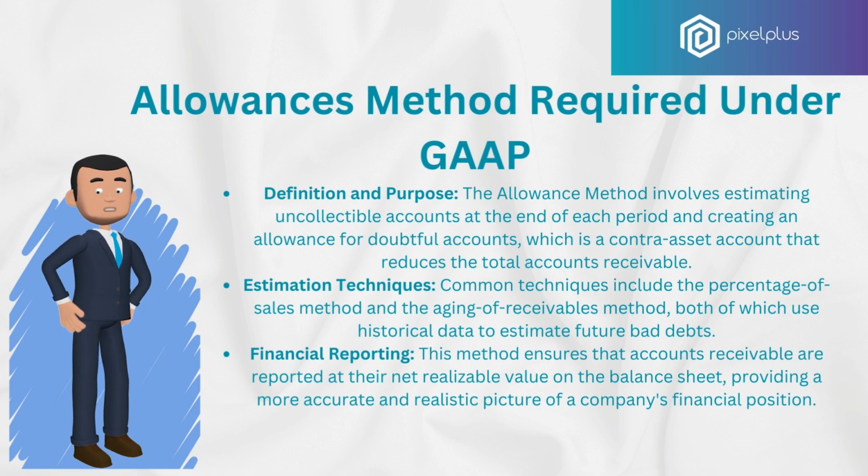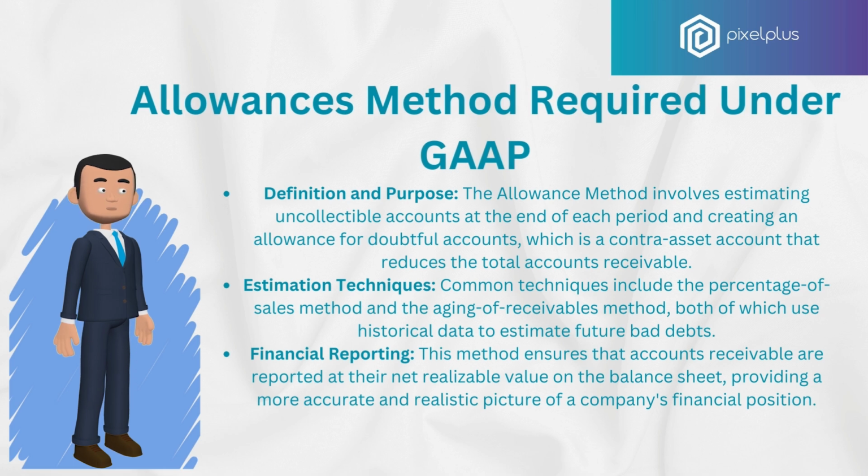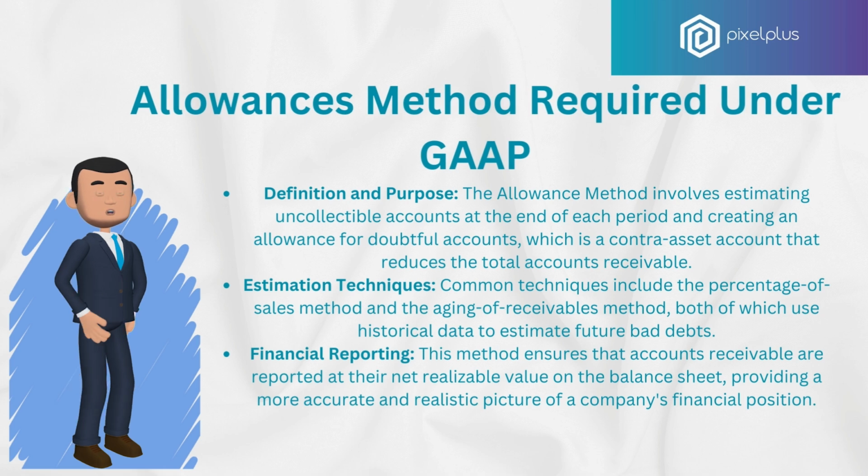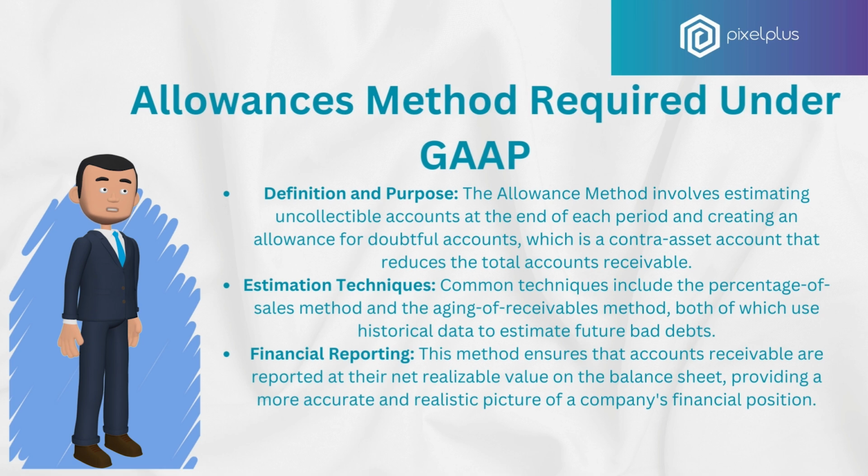Historical data on past sales and bad debts are used to determine the appropriate percentage. For example, if a company has historically experienced a 2% bad debt rate on credit sales, it will apply this percentage to current period sales to estimate the bad debt expense.